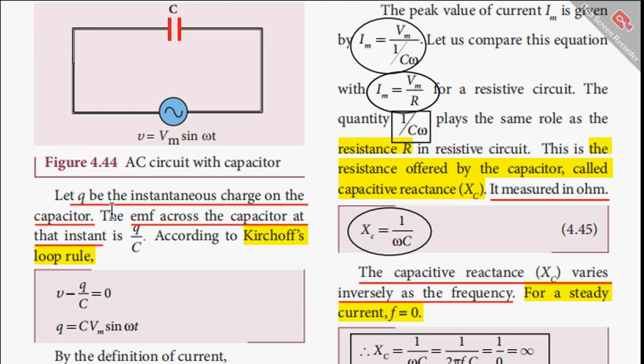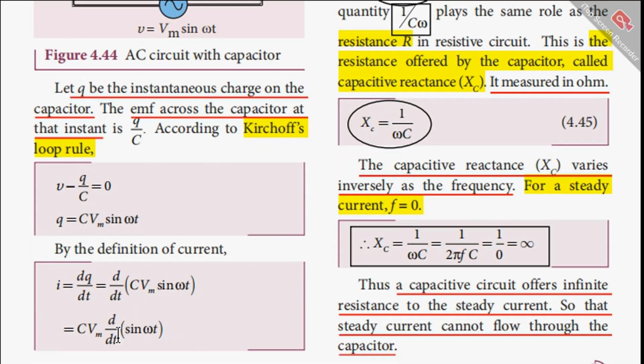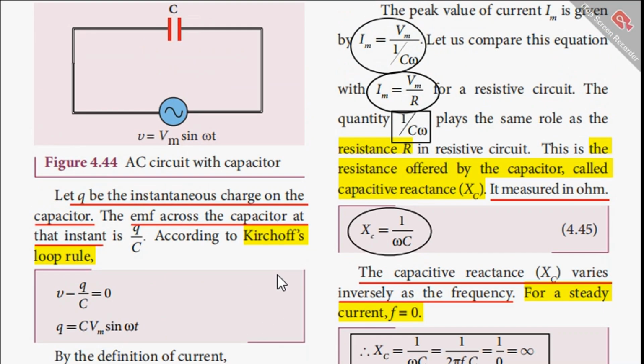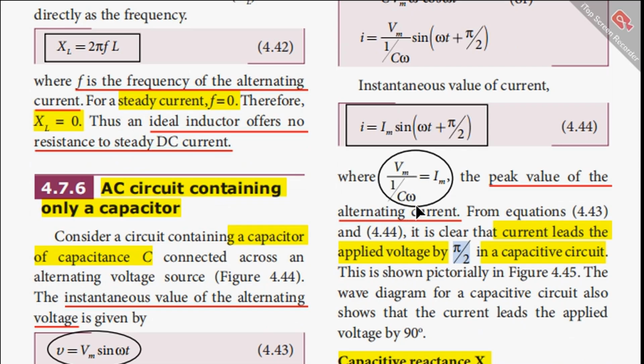And here Q is the instantaneous charge on the capacitor, and the EMF of the capacitor at that instant is Q by C. According to Kirchhoff's loop rule, we get this equation: Q equal to C Vm sin omega t. Therefore the current I is given by C Vm d by dt of sin omega t. We can write the expression for the instantaneous value of current I as Vm by 1 by C omega, sin of omega t plus pi by 2. The instantaneous value of the current is given by I equal to Im sin of omega t plus pi by 2, where Vm by 1 by C omega equals Im. That's the peak value of the alternating current.